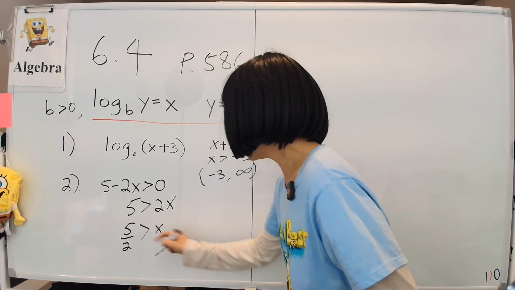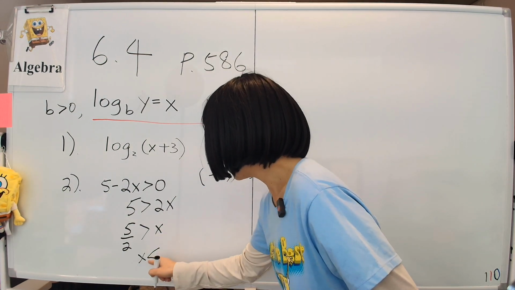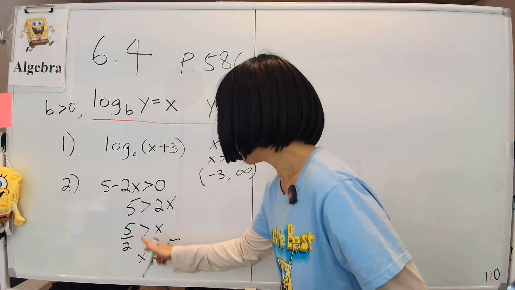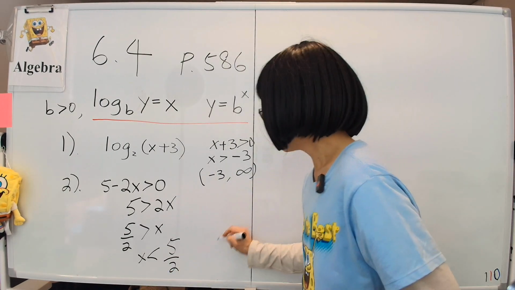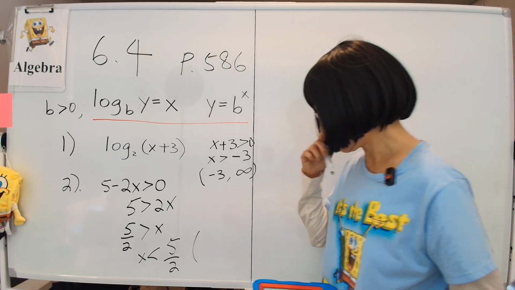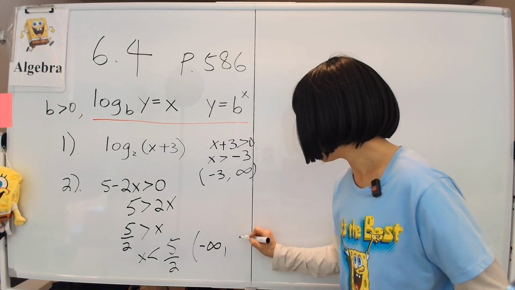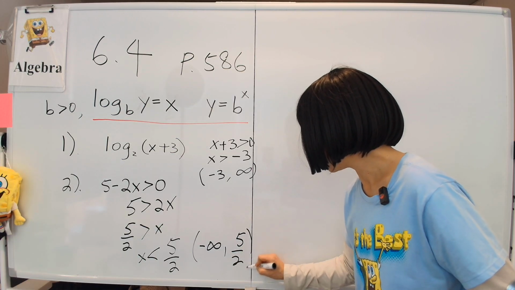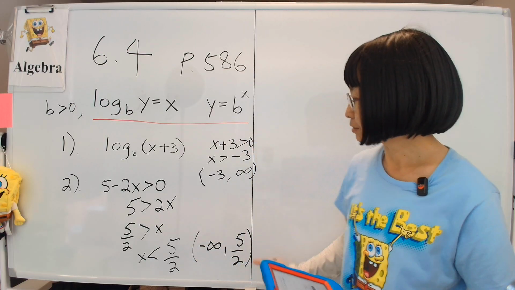This thing is also written like this. As long as you keep the arrows right, then everything's correct. This reads 5 over 2 bigger than x, or x less than 5 over 2, which, if you draw it on the number line, would be minus infinity going all the way up to 5 over 2, but does not include it. So it's parentheses. If you want to include it, that will be the bracket. But right now, we don't include it.